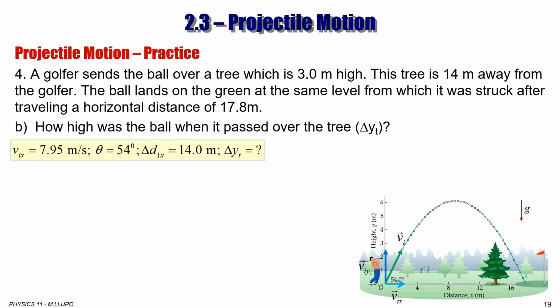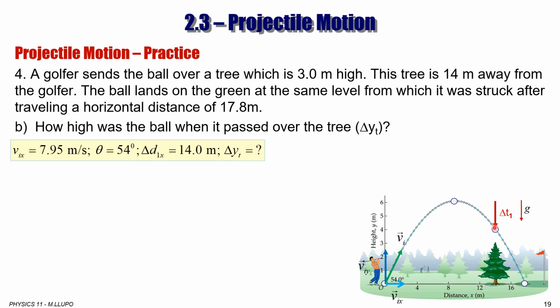Let's continue with part B. How high was the ball when it passes over the tree? What we have is V initial x, 7.95 meters per second. We have the angle above horizontal, 54 degrees. We have the position of the tree, 14 meters. And what we're looking for is exactly the height of the ball at the top of the tree.